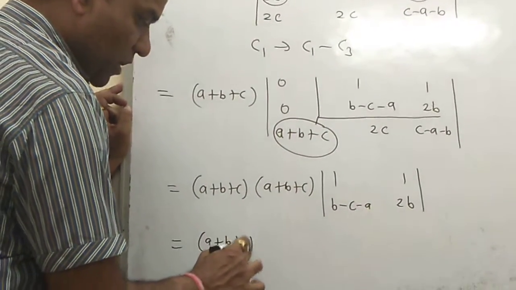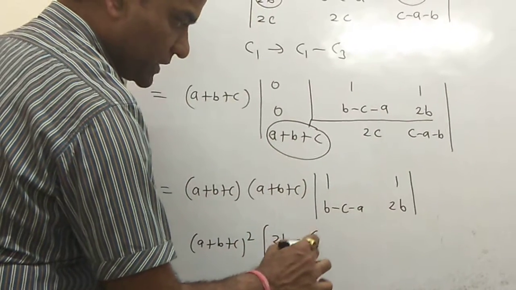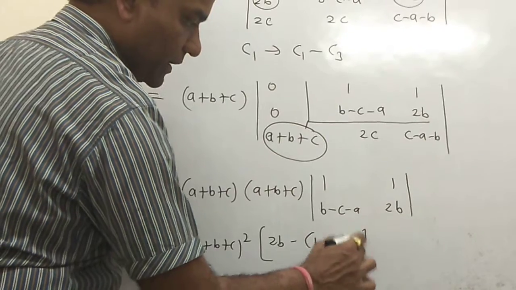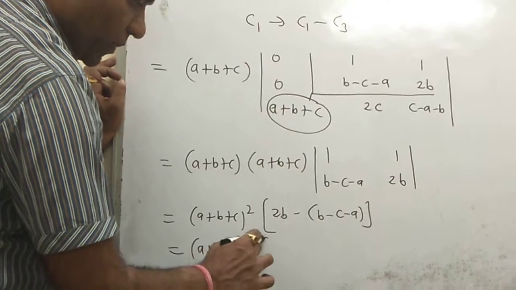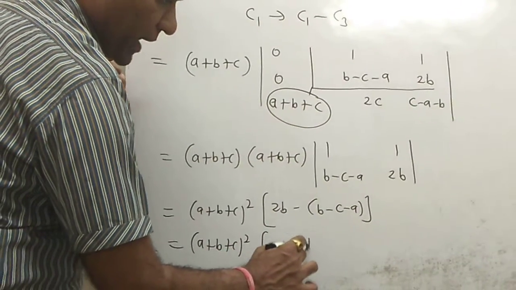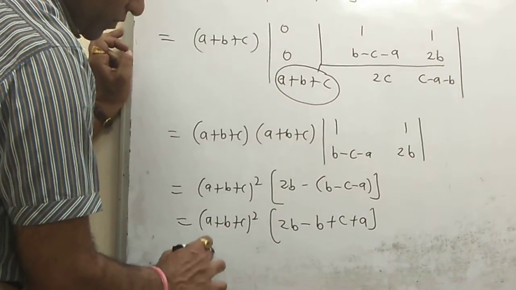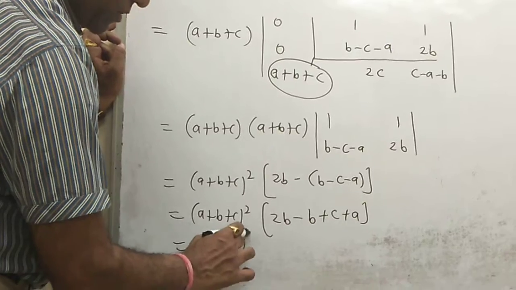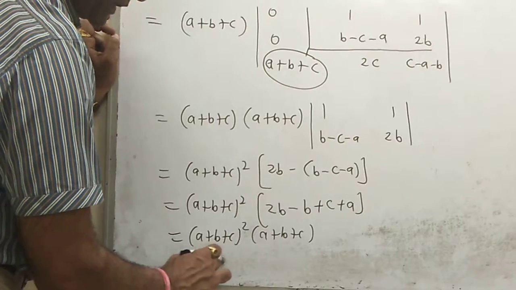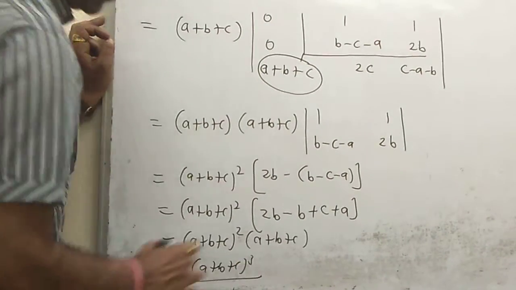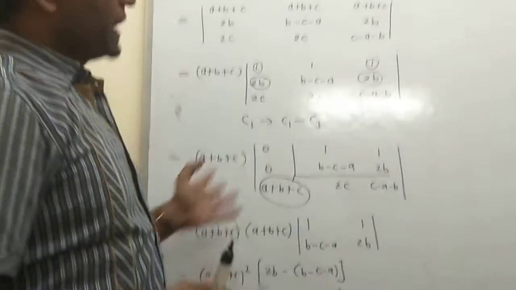Okay, then a plus b plus c you have 2 times, so it is a whole square, and now 1 into 2b, so minus times of this b minus c minus a, and then we simplify this bracket: a plus b plus c whole square, 2b minus b plus c plus a, and then we have a plus b plus c whole square of a plus b plus c. Finally we get the answer a plus b plus c whole cube, because it is 3 times. So in this question you apply only 2 operations, and you get the answer.